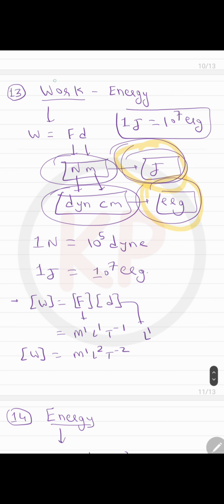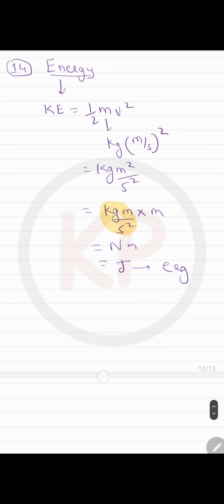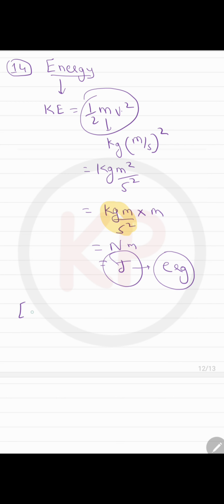Similarly, I just told that work and energy are the same in terms of units and dimensions. So the unit of energy is also joule in MKS and erg in CGS. Its dimensional formula will remain the same as that of work. Let's derive it from this also.